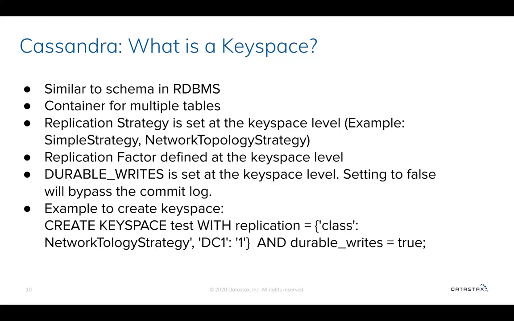So if you were to write data to it, it would ensure that it also writes to something called the commit log within Cassandra. An example of creating a keyspace is: create keyspace test with replication network topology strategy. I want to point it to data center one with replication factor one, and I want to set my durable writes to true.